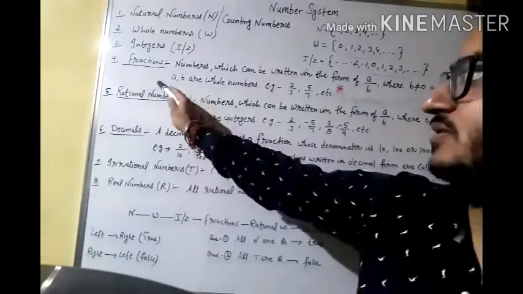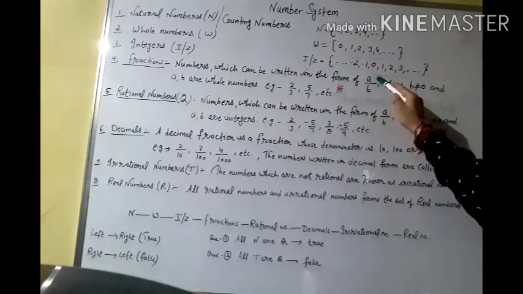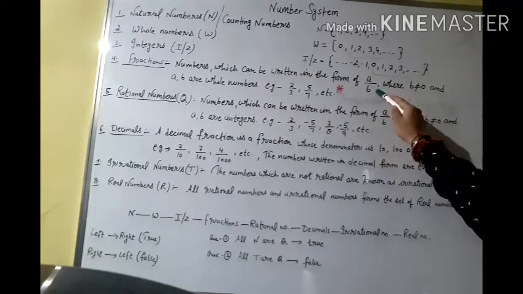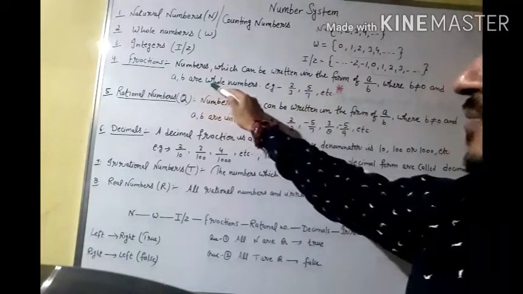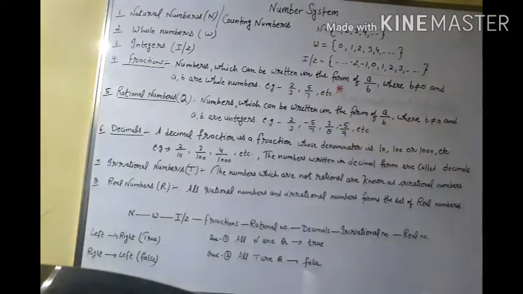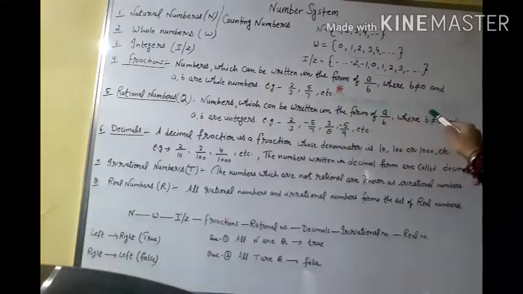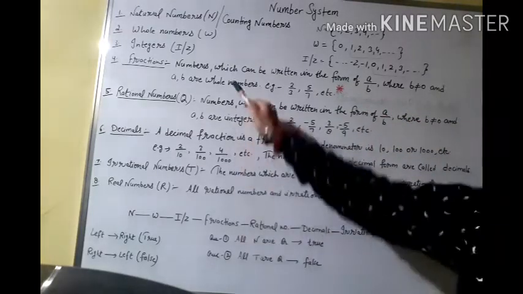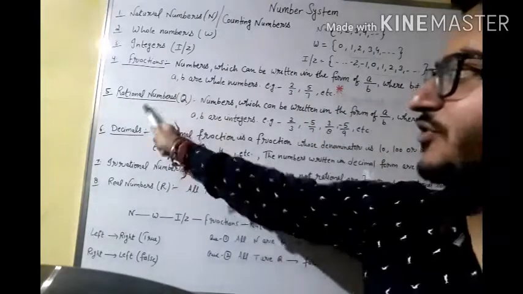Next is fractions: numbers which can be written in the form of a upon b, where a is the numerator and b is the denominator, where b is not equal to 0 and a and b both are whole numbers. For example 2 by 3 and 5 by 7, etc. Another definition of fractions is that it represents a part of the whole. Fractions are always positive.